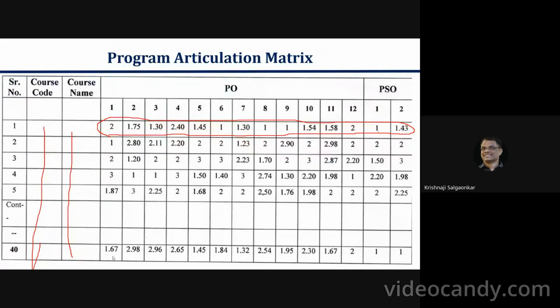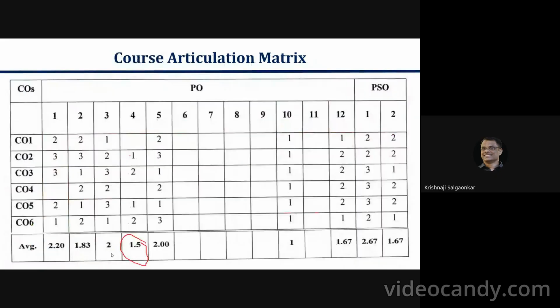Actually, we face this problem in this table also, sir, that CO4 is not mapped with PO1. So what will be the reasons behind that? Because somewhere, somehow, it will be related. It depends on our assumptions. Somewhere something is related to that particular thing. So is it necessary to mention 1 or 0 there, or do we keep it blank?